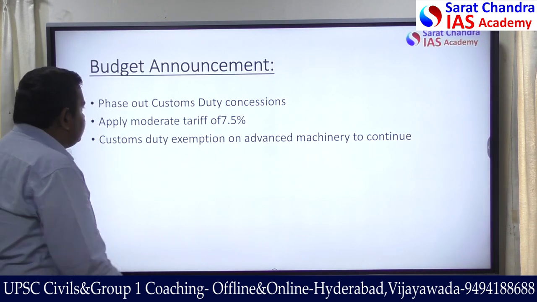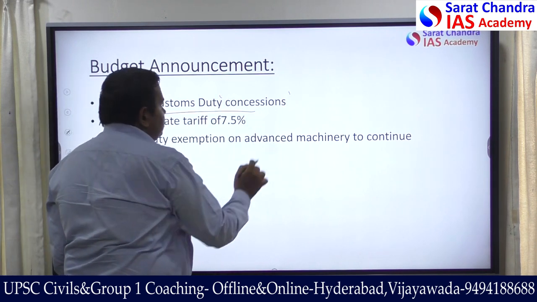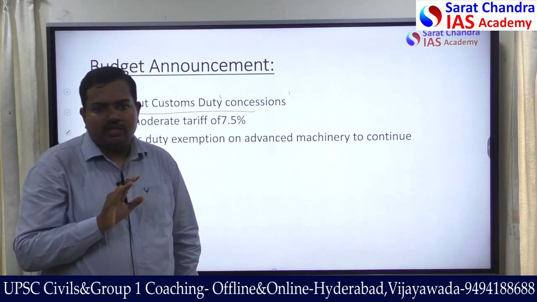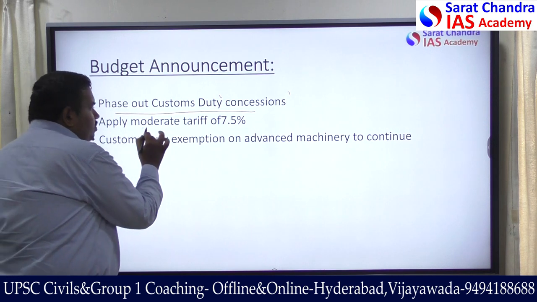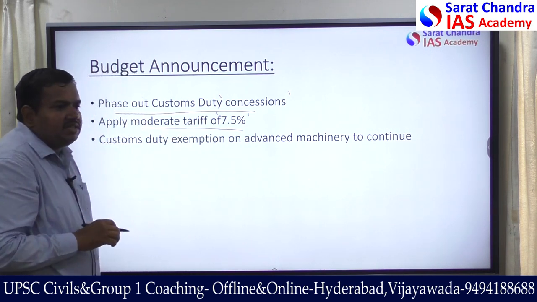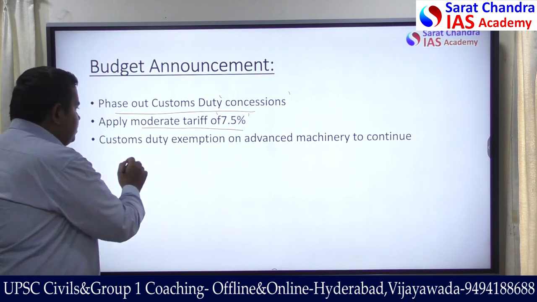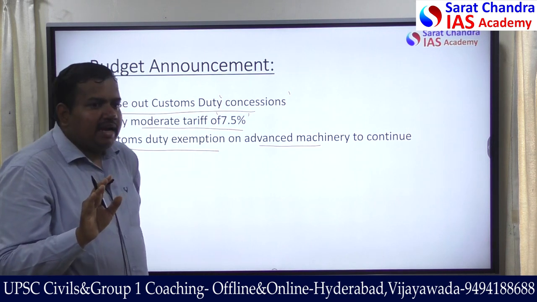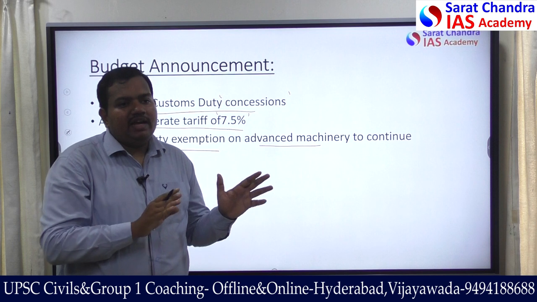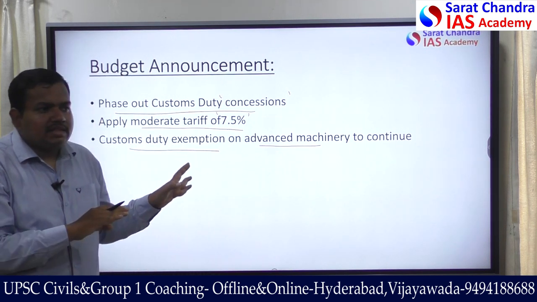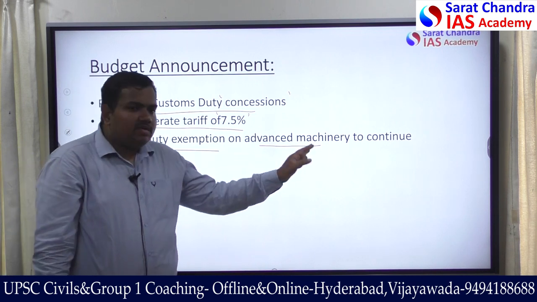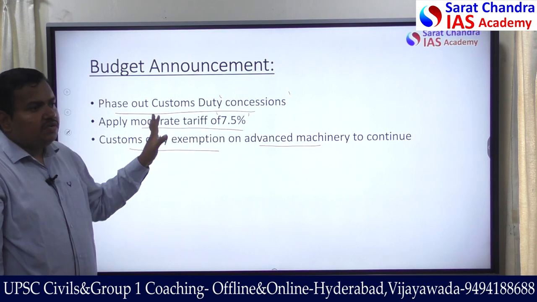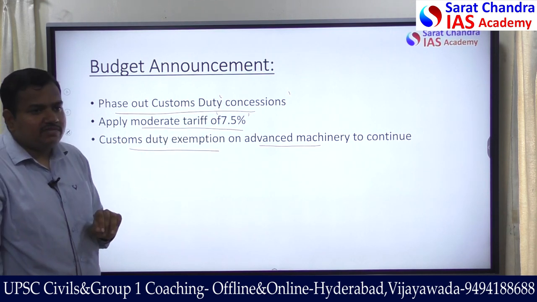So what is the budget announcement? Phase out the custom duty concessions, not the whole custom duty. Whatever the concessions we are providing, that we are going to phase out now, and we are going to impose some moderate tariff of 7.5% on the capital goods. And custom duty exemption on advanced machinery has to continue. Advanced machinery, if you don't continue, it will be very difficult for our national security, etc. That's why custom duty exemption will be given to the advanced machinery. For normal machinery, now we are going to exclude the concessions and we are going to impose just 7.5% tariff. Okay.